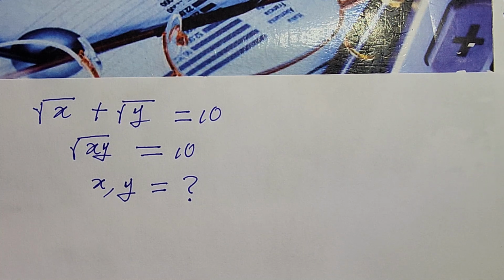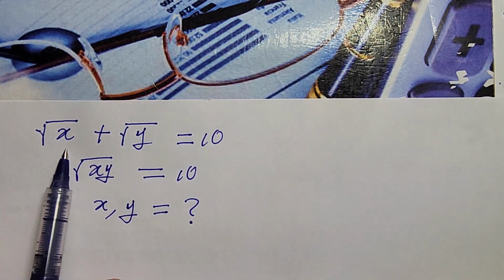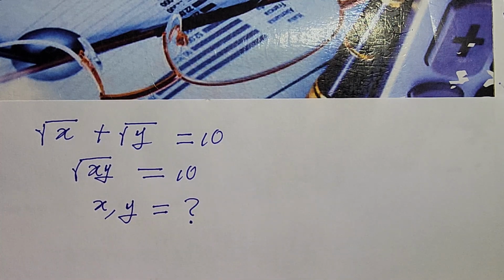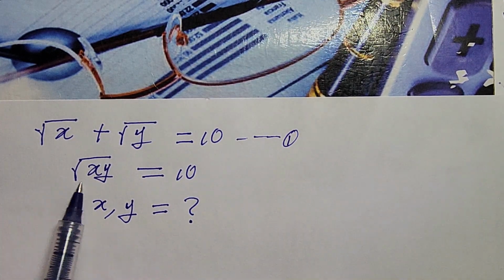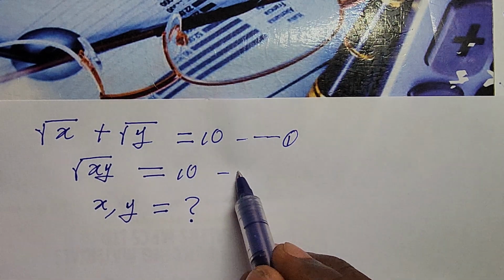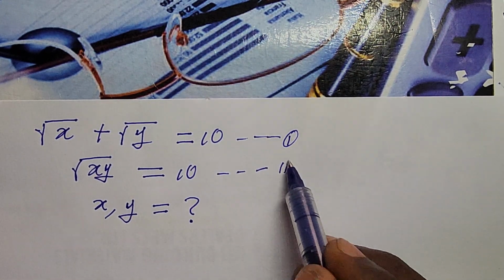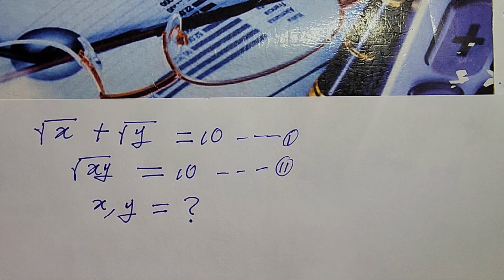Welcome to today's class. Look at this question before us here. We have the square root of x plus the square root of y equal to 10. Let's take this as our equation 1. And the square root of xy equal to 10 again. Alright, this is serious. From here, we discover that we're going to have what we call conjugate answers, conjugate roots.